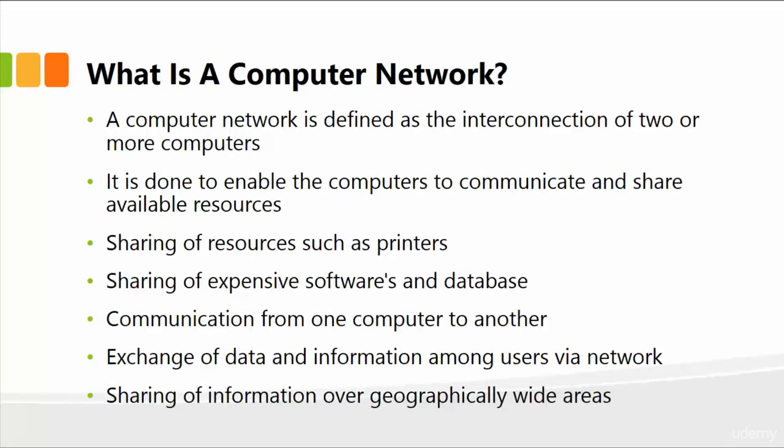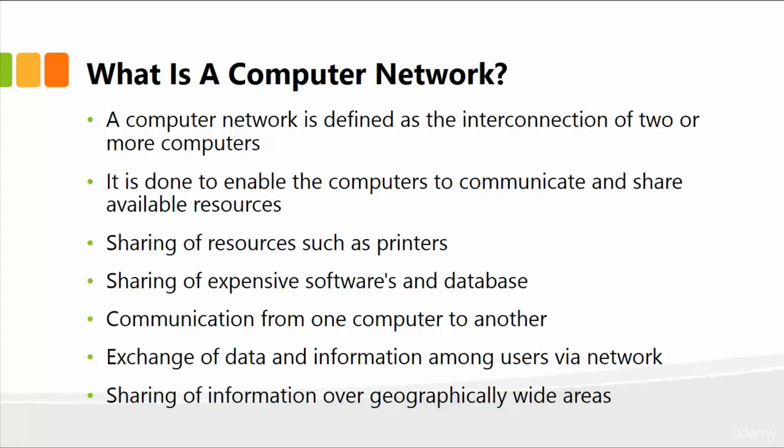Think of this as a computer network which primarily is defined as the interconnection of two or more computers. Now this could be other devices as well. Nowadays we have mobile devices, we have wireless computing, for example, and so on. But just the very basics is the fact that a computer network is defined as the interconnection of two or more computers, and these computers can be connected through any medium, so physical cables or wireless and so on. It is done to enable the computers to communicate and share available resources.